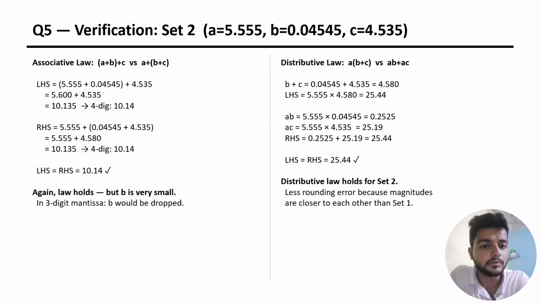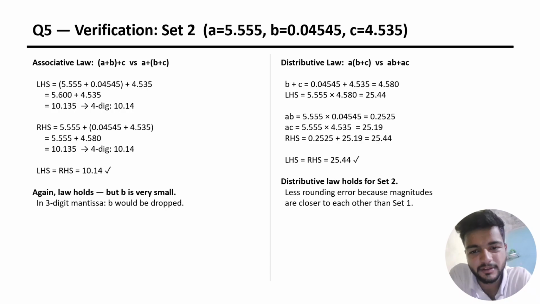Now for set 2, we'll verify the associative law with the values of a, b, c. LHS (a + b) + c becomes 10.14 and RHS becomes 10.14. Thus again the law holds, but B is very small. In a 3-digit mantissa, B would be dropped. Distributive law: a × (b + c) versus ab + ac.